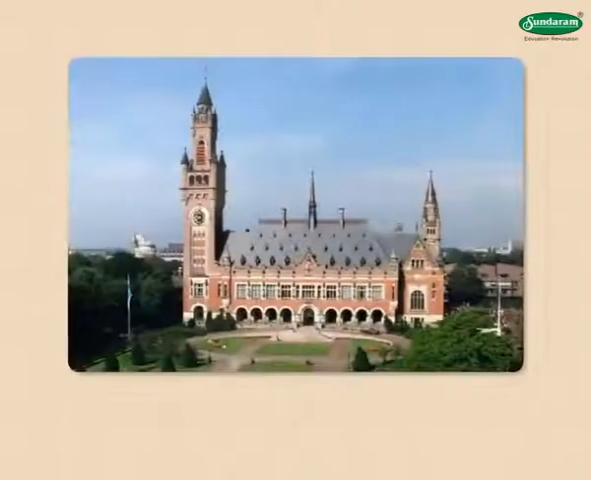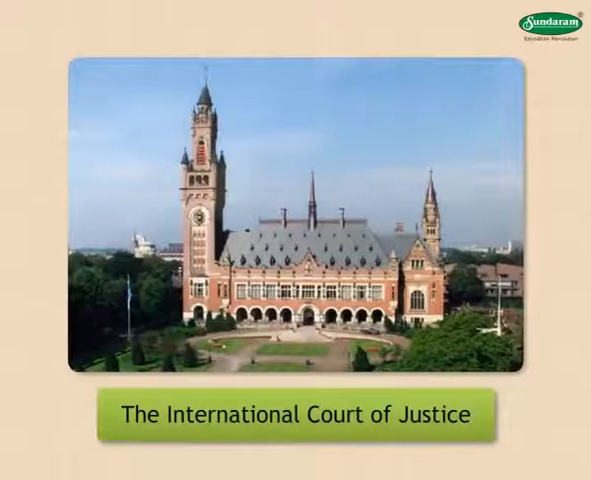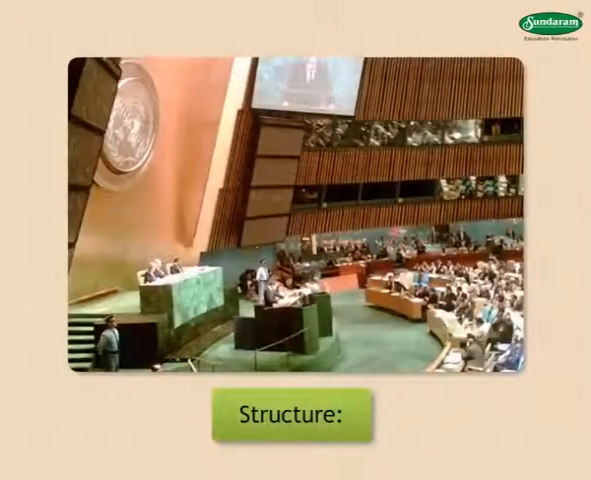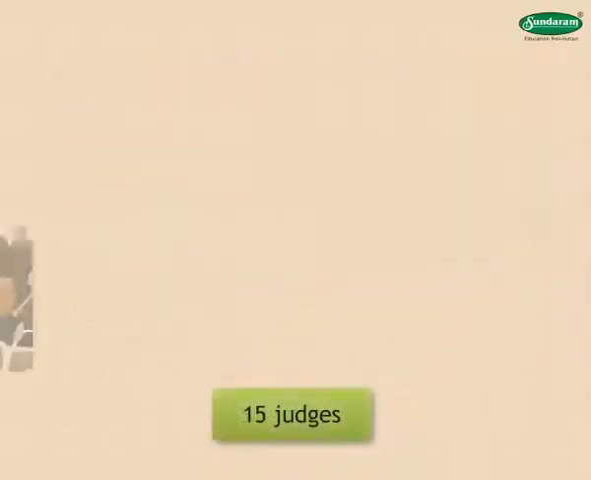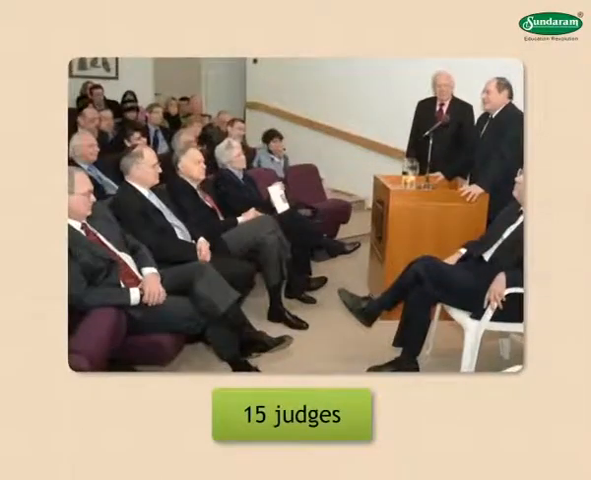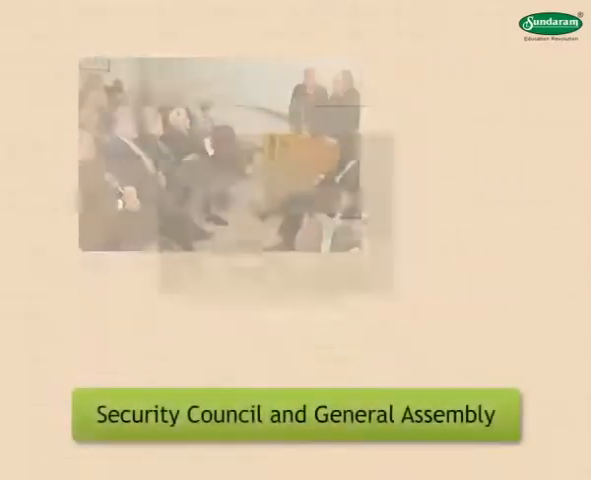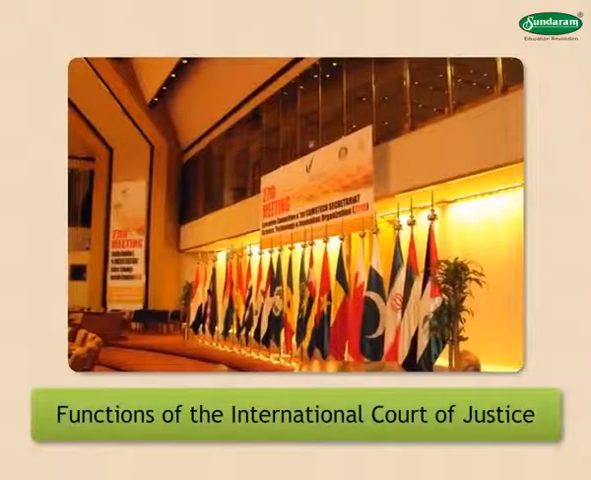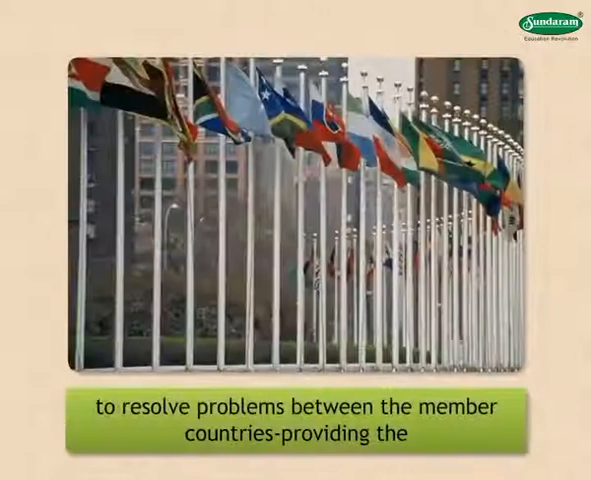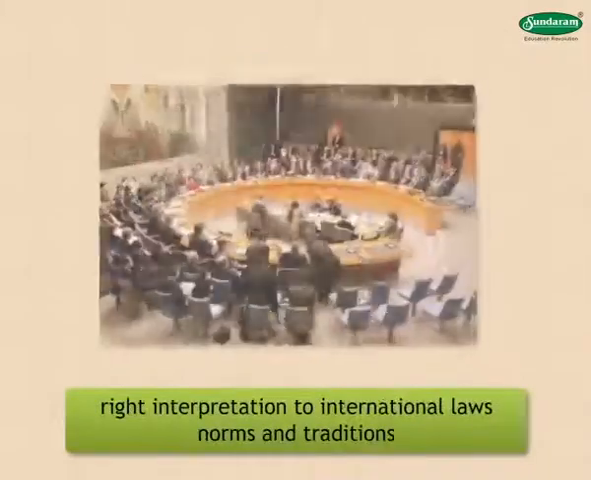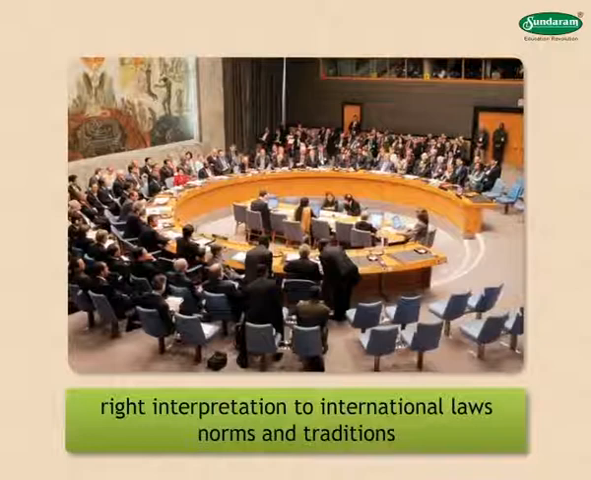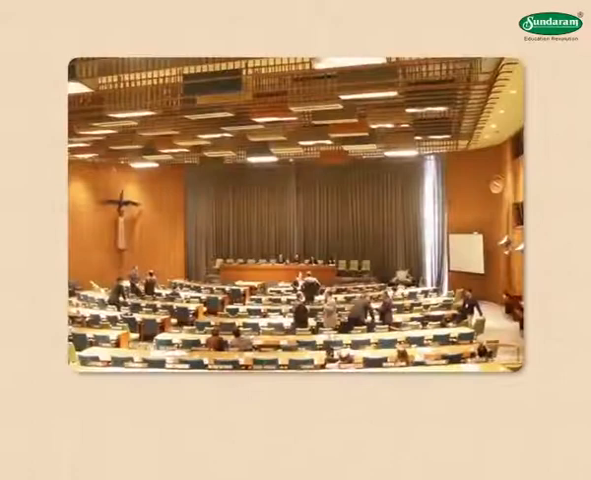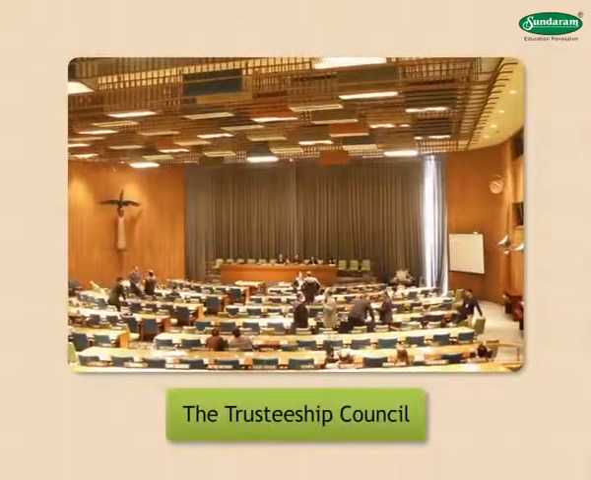Let's look at the next organ, the International Court of Justice. Structure. There are a total number of 15 judges in the International Court. They are chosen by the Security Council and General Assembly. Functions of the International Court of Justice. Its main function is to resolve problems between the member countries, provide the right interpretation to international laws, norms and traditions, etc. Now let's study the next organ, the Trusteeship Council.